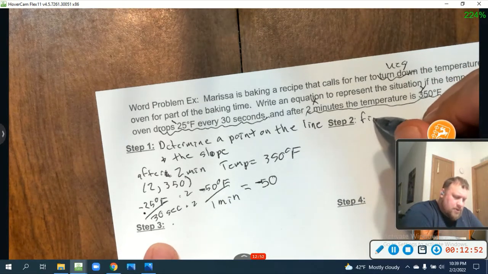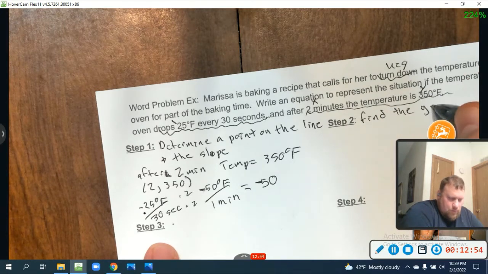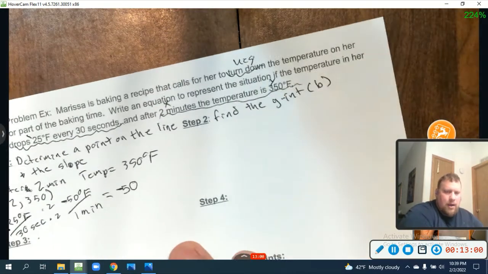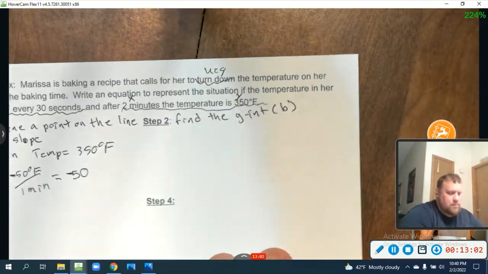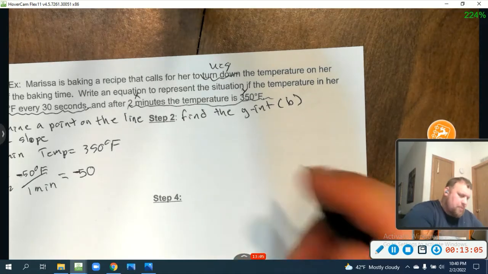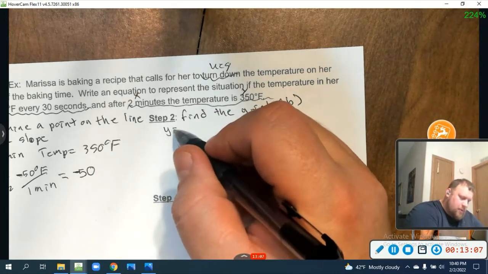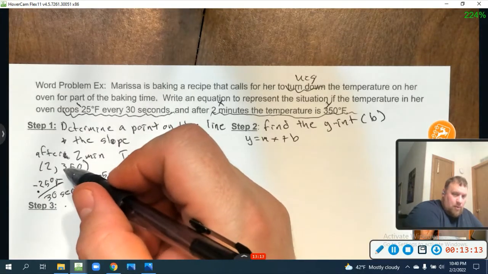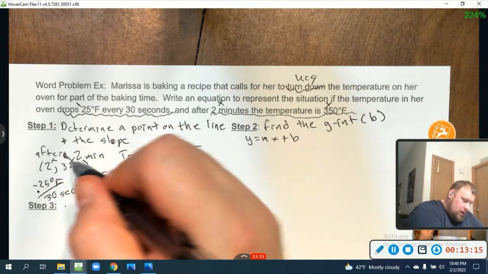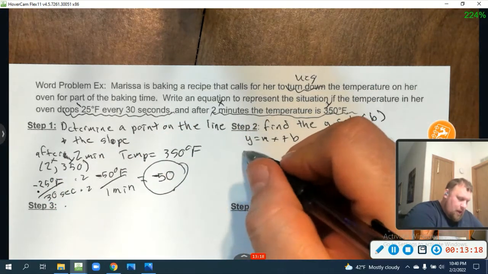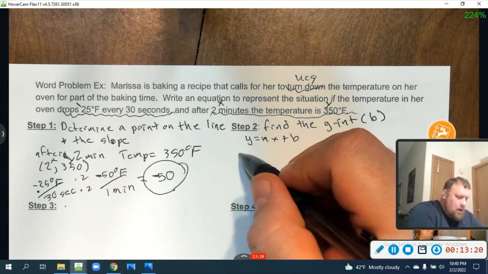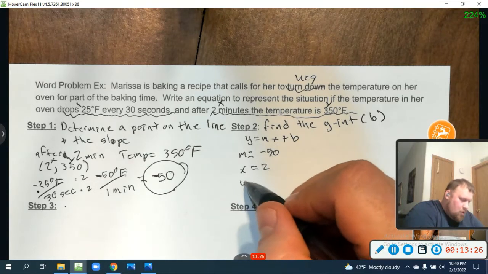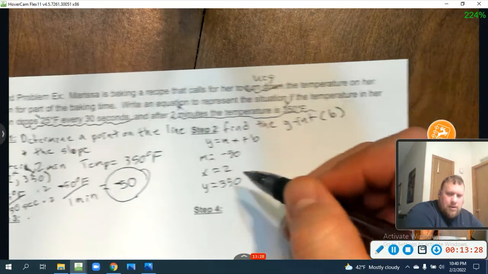We're going to find the y-intercept, which is our b value, right? So if I'm going to find the y-intercept, which is my b value, let's plug it in for y equals mx plus b. We know, right? We have our xy point over here, x and y, and we have our m, so I know that m equals negative 50, our x equals 2, and our y equals 350. And let's plug that bad boy in.